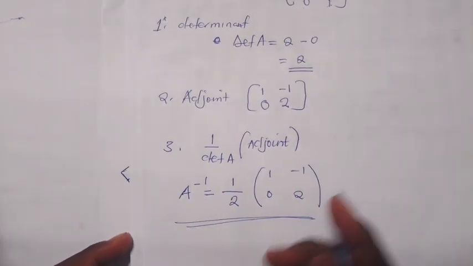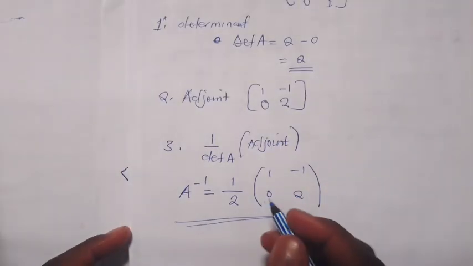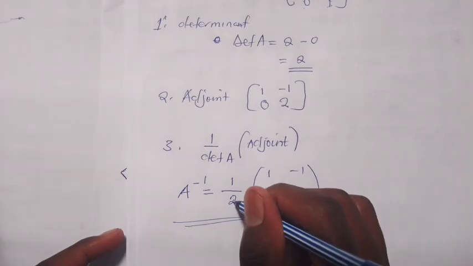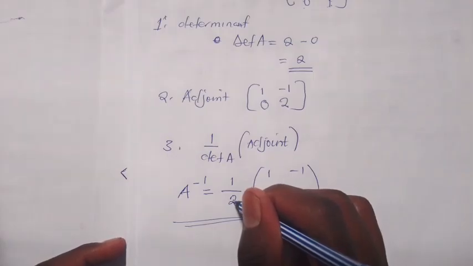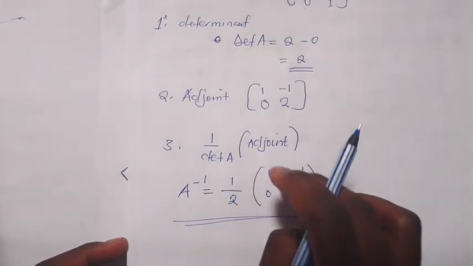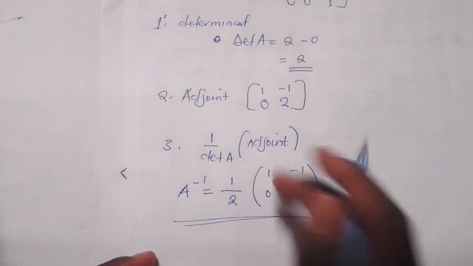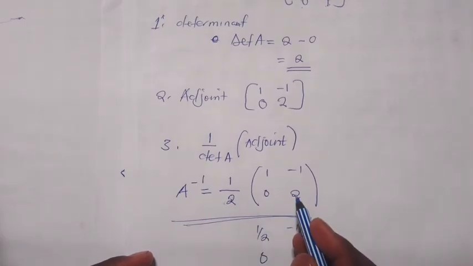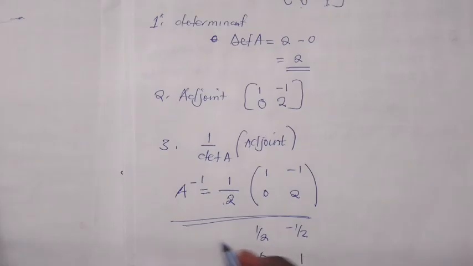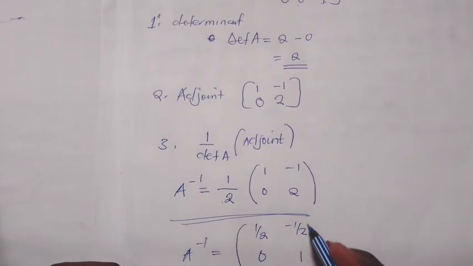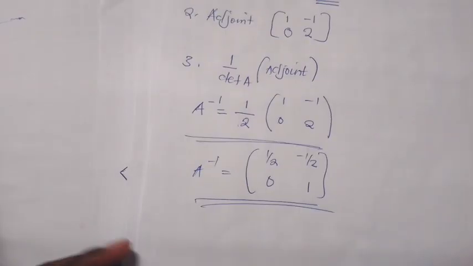Okay, if we continue multiplying, we multiply this one by this one. This is more like our scalar, so we're going to multiply this by each element in this adjoint. So this by this, it's 1 over 2. This by this, it's negative 1 over 2. This by this, it's 0. This by this, it's 1. So this is our final answer if we were to complete it. This is how we find the inverse.